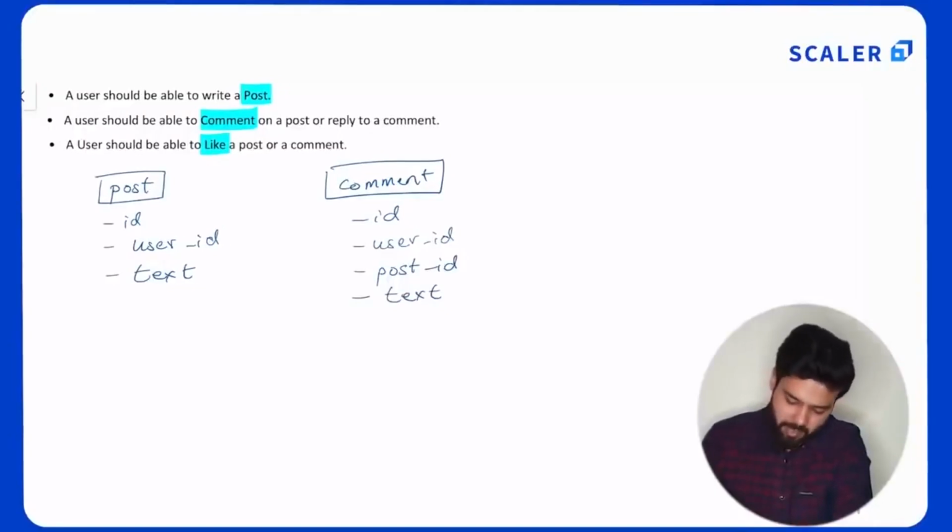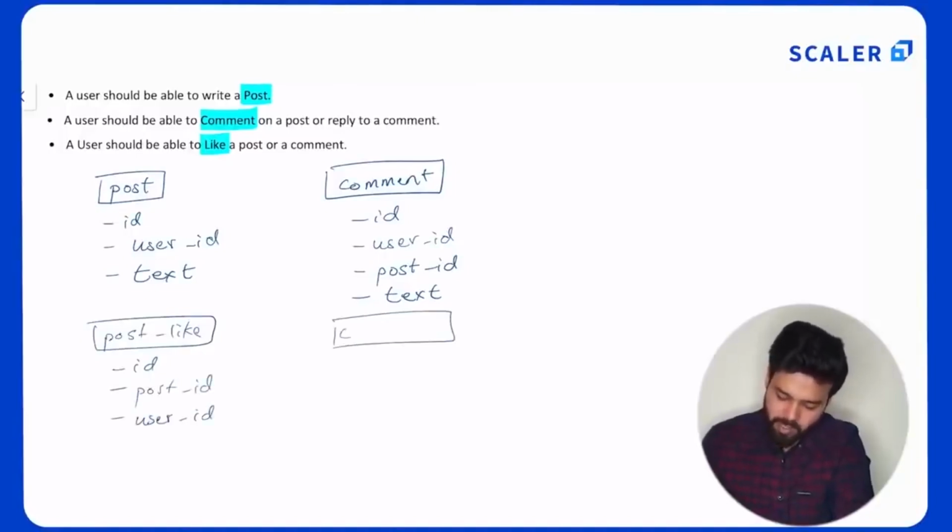Now for likes, we can have 2 tables. One is a post like table. Inside post like, we'll have ID, post ID, again one-to-many kind of a relationship, and a user ID. On a comment like table, we'll have the same attributes, ID, comment ID and user ID.